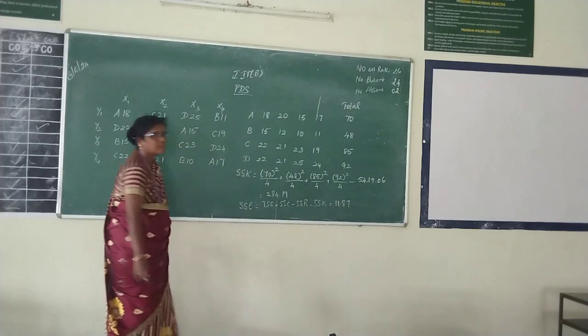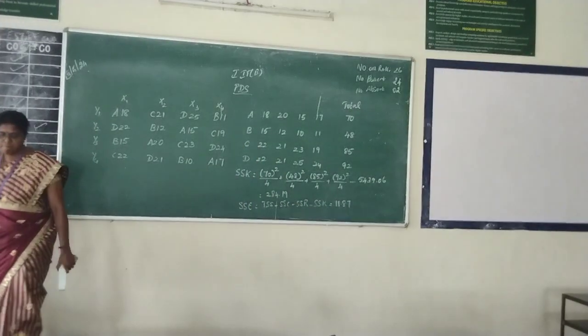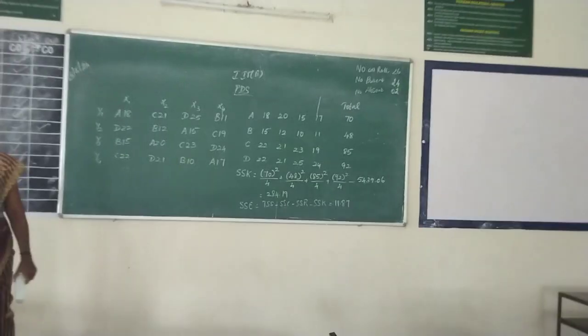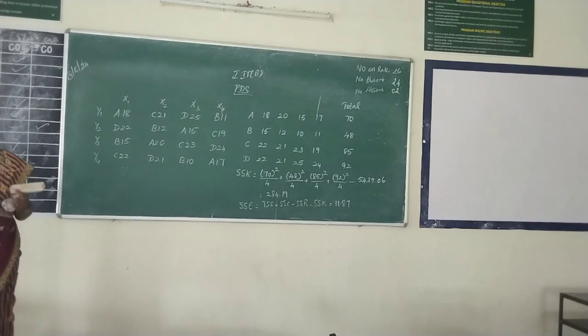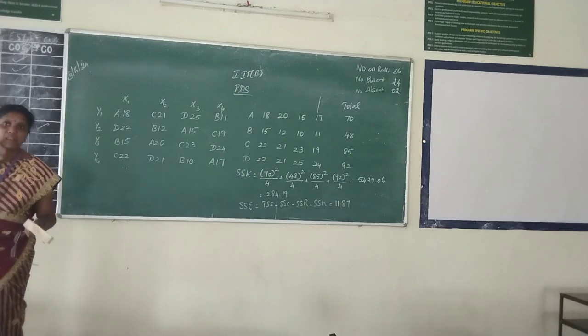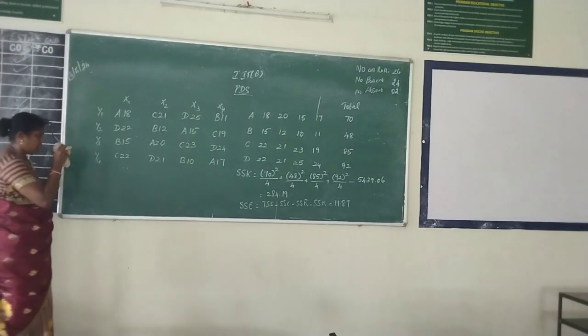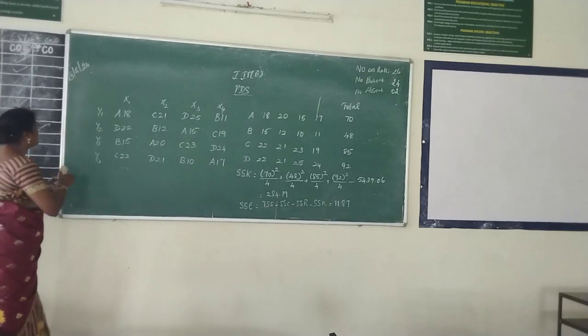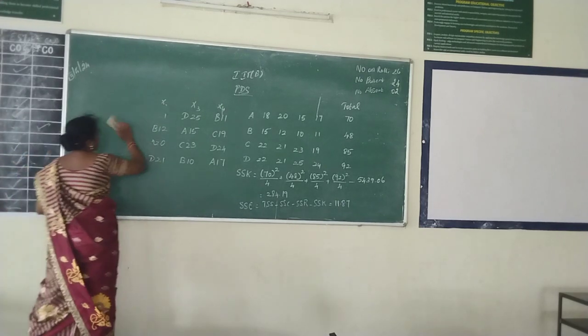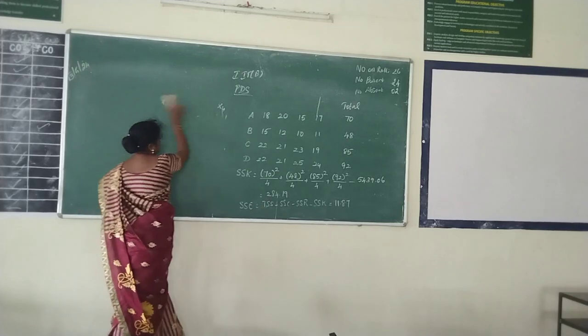Others? You don't get any same answers? So what is the next step you have to do? ANOVA table. So form your ANOVA table. Put the calculator on ANOVA table. You have to write that down.